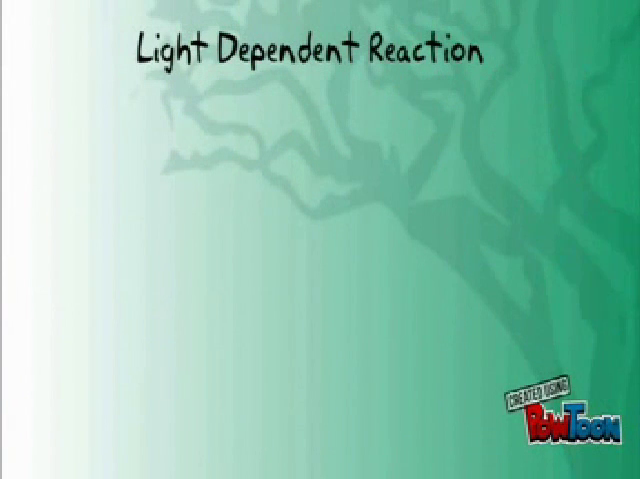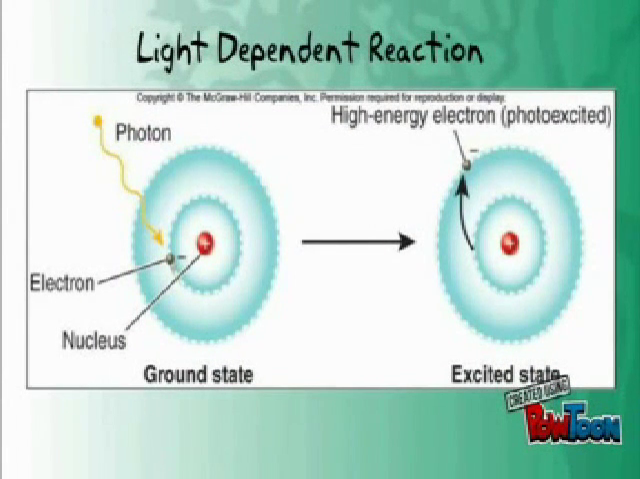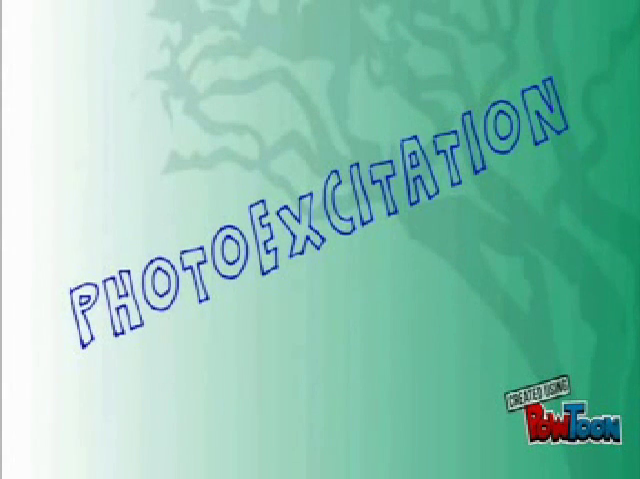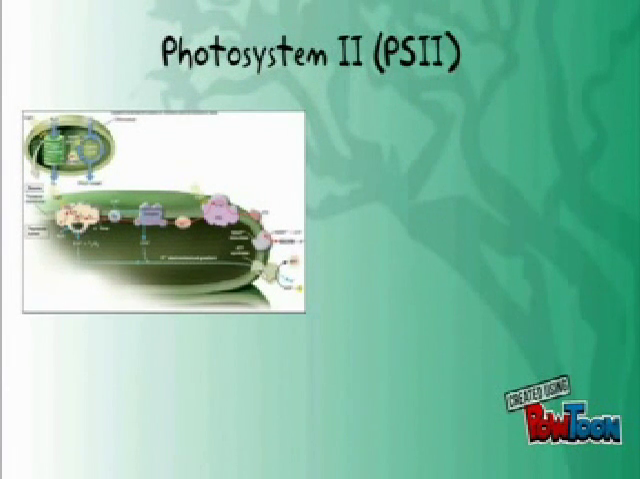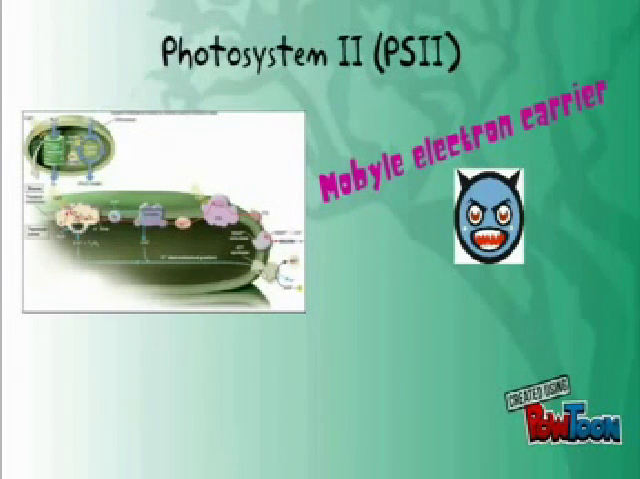Now, first we are going to talk about the light-dependent reaction. It all starts with the sun. A photon traveling from the sun hits a chlorophyll, and the electron absorbs the energy and gets excited. This process is called photoexcitation. Chlorophyll is part of photosystem 2. Now, a special protein takes the excited electron from the chlorophyll. This protein is known as the mobile electron carrier.